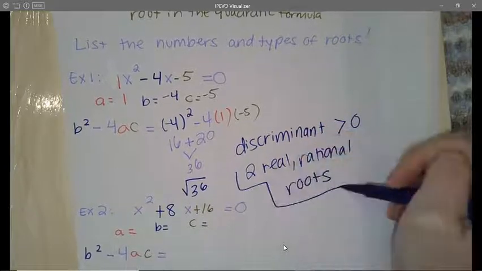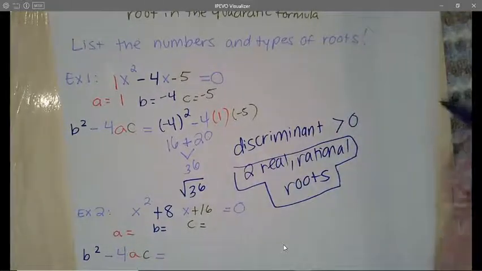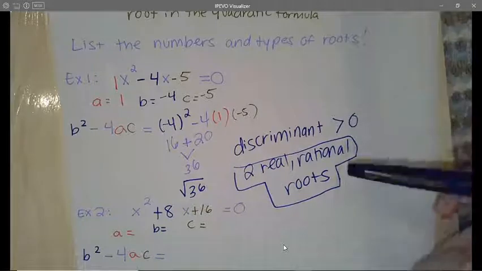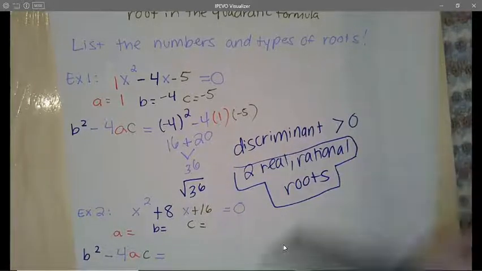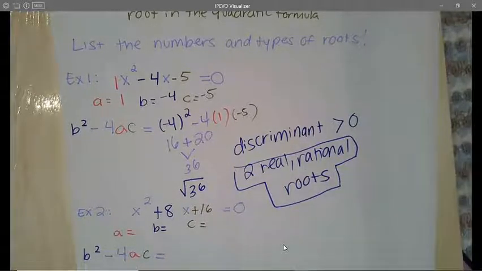And guess what? That's it, you guys. So we're going to find the discriminant, and using that information, we can determine how many and the types of roots your quadratic will have. Cool beans.